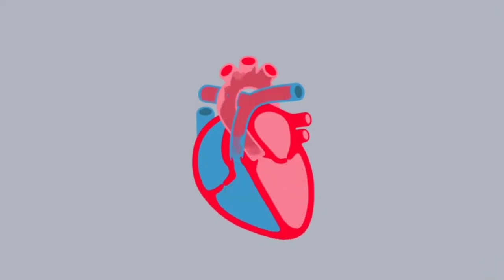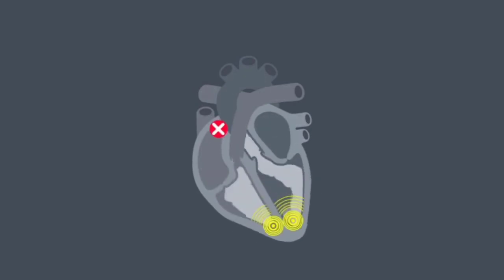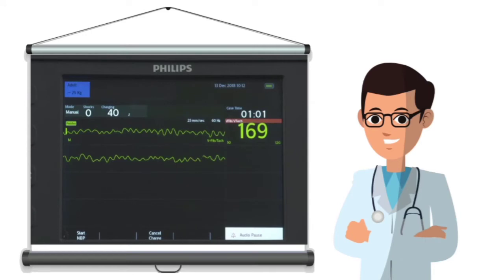The heart has an electrical system that regulates the heartbeat. Sometimes the electrical signals don't work properly. It can result in a heart failure and life-threatening abnormal heart rhythms.